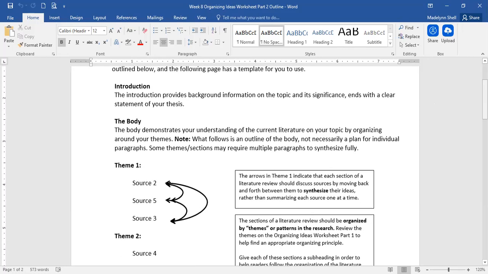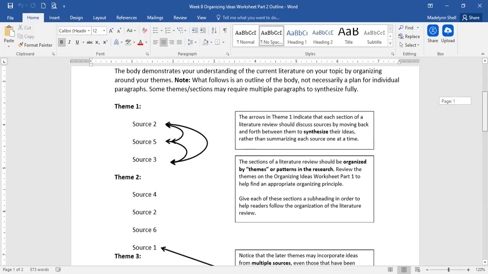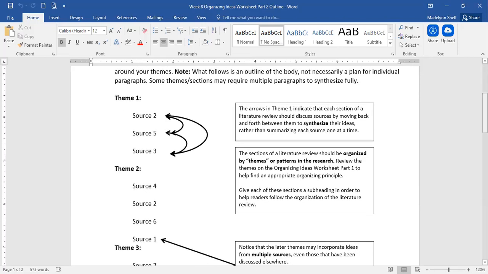You need to have the introduction covering background information and with a clear thesis statement. The body of your paper demonstrates your understanding of the current literature by organizing it around your theme. So you picked out your themes last week. You should have some clear themes. Now, one thing I want you to know, and I've already talked about this, is you will use your sources in multiple places. If you're doing it right, you're going to be integrating your sources and you may use them in multiple different places. And so you want to synthesize the ideas.